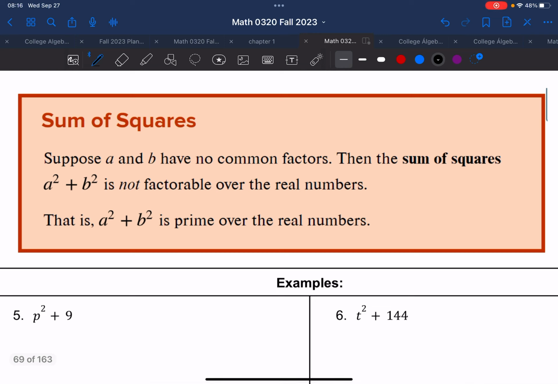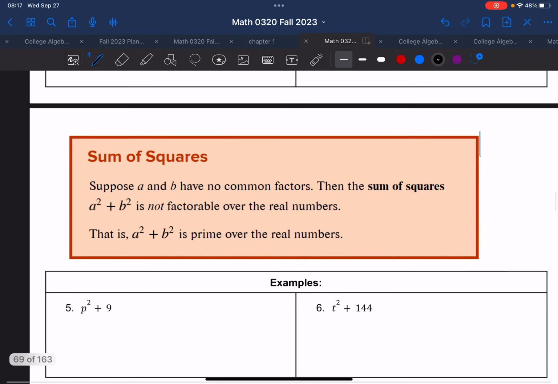Next concept here is sum of squares. It says, suppose A and B have no common factors, meaning we could not take out a GCF. Then the sum of squares, A squared plus B squared, is not factorable over the real numbers. So in that case, if we see A squared plus B squared, then we say our answer is prime, okay?